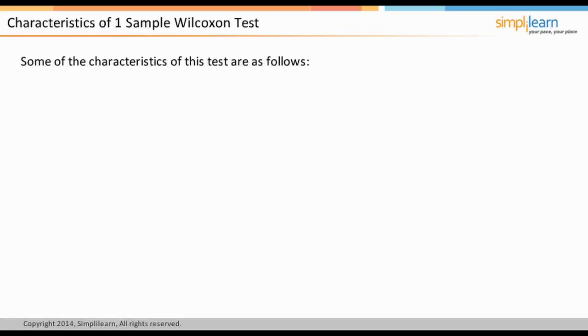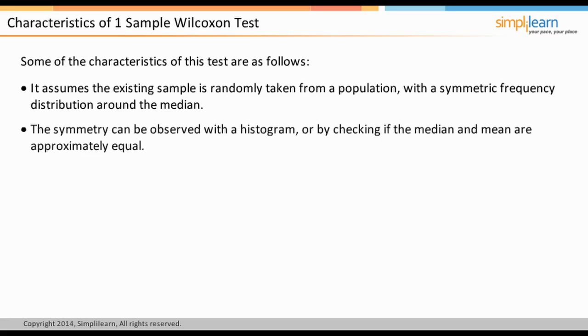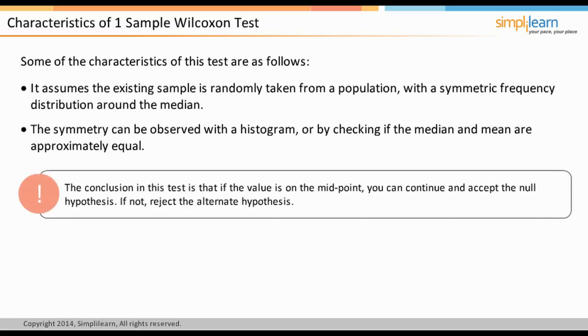Some of the characteristics of this test are as follows. This test assumes that the sample is randomly taken from a population, with a symmetric frequency distribution around the median. Also, in this test, the symmetry can be observed with a histogram or by checking if the median and mean are approximately equal. The conclusion in this test is that if the value is on the midpoint, you can continue and accept the null hypothesis. If not, you need to reject the alternate hypothesis. Click the button given on the screen to view an example.